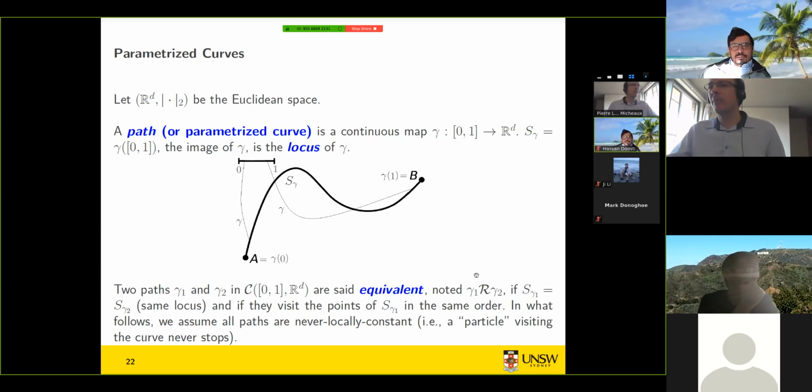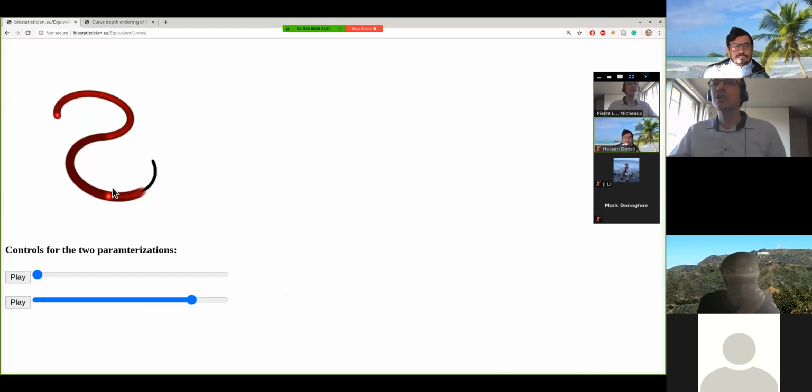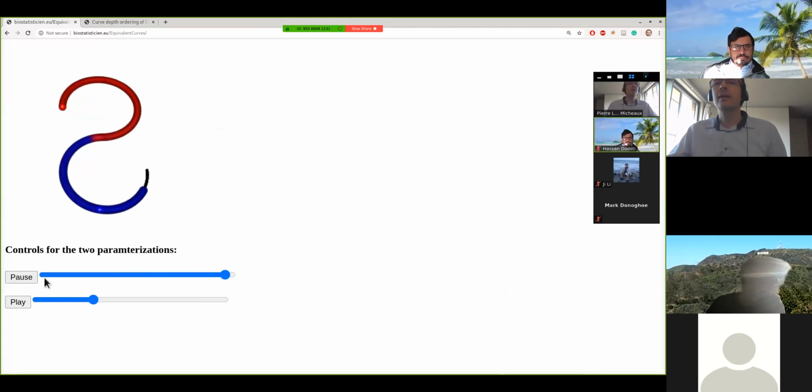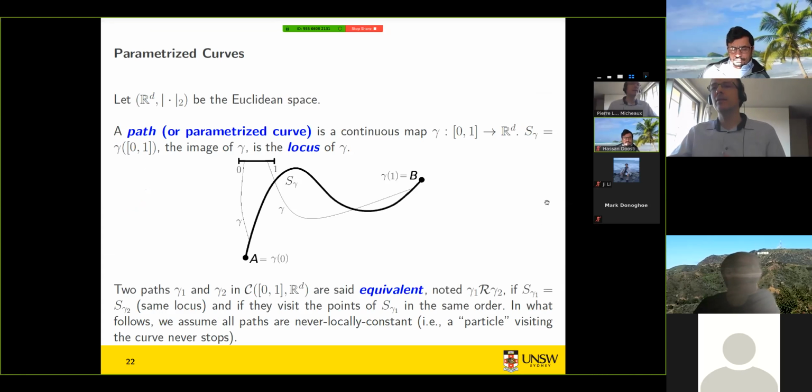And we note that gamma 1 and gamma 2 are equivalent if they share the same locus and if the points are visited in the same order. So in my previous example, these two parameterizations that I showed you, the red or the blue, give the same locus and the points are visited in the same order. So these two paths are equivalent.